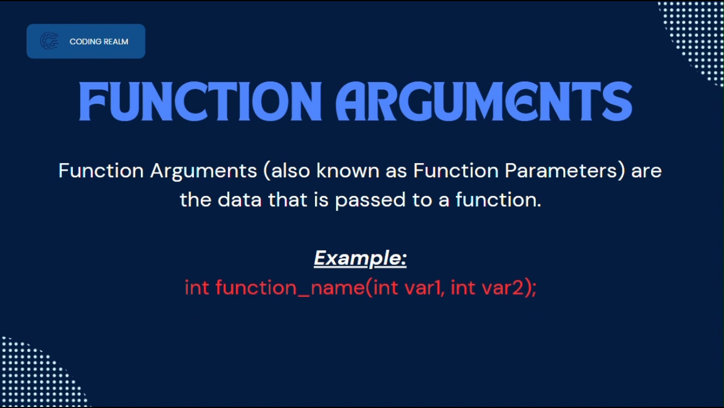Now the function argument. Function arguments, also known as function parameters, are the data that is passed to a function. This is an example. First we have the integer return type, the function name, integer variable 1 and integer variable 2.